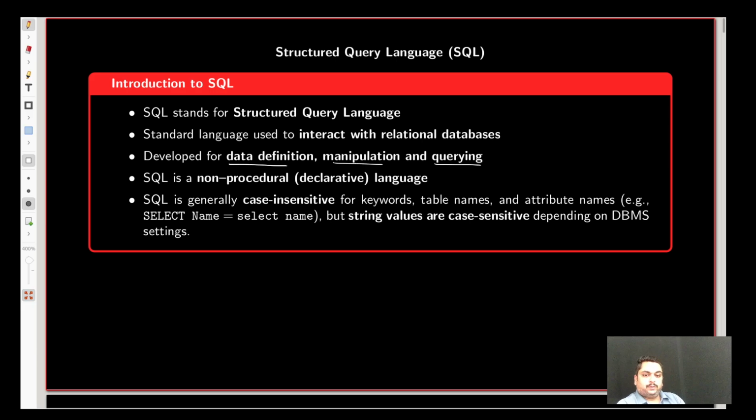Okay. One more important thing is, unlike other programming languages, SQL is generally case insensitive for keywords, table names, and attribute names. Okay, for example, if you have a SQL select command, I can write it like this, and I can write in caps also. So case insensitive. It takes both. Even it applies for names of the tables and the attributes or column names in the tables. But string values are case sensitive, depending on the settings we make in the DBMS. Okay, so in DBMS software, there are different collation settings. Based on those settings, the string values can be case sensitive or insensitive.